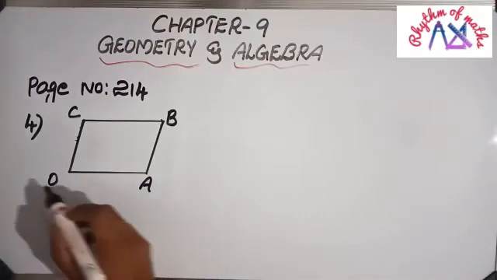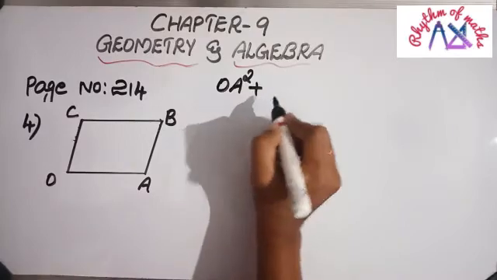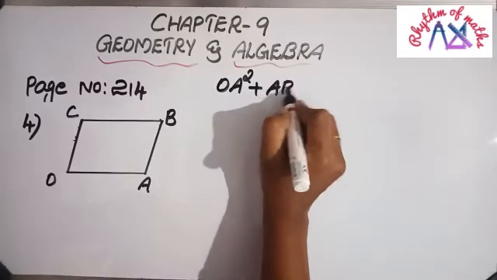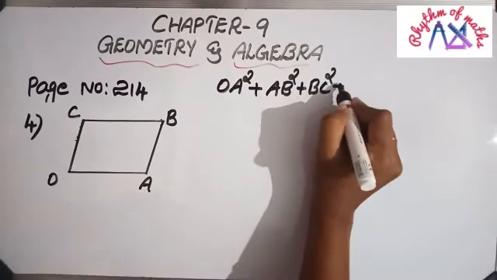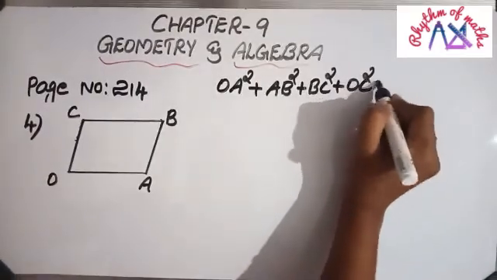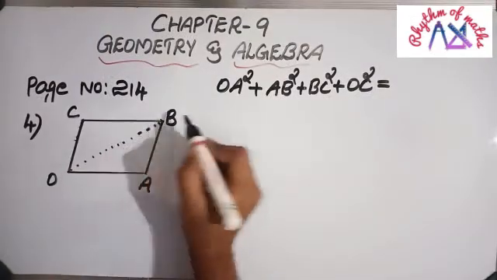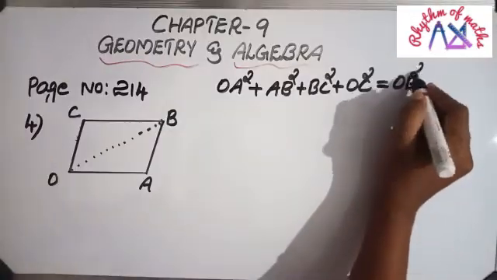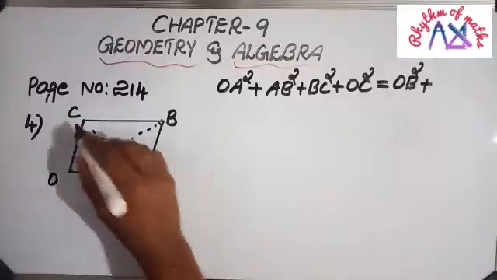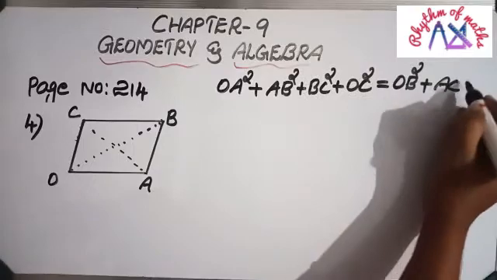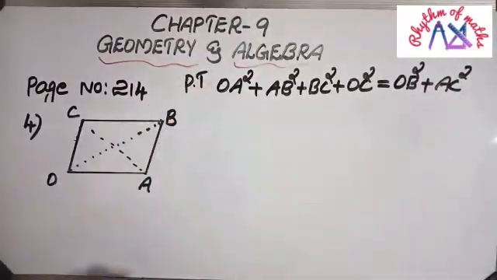So here we have to prove that OA square plus AB square plus BC square plus OC square is equal to the sum of the squares of the diagonals. Diagonal means first diagonal OB, so OB square, plus second diagonal AC, so AC square. This is what we need to prove. Okay, this is the question.